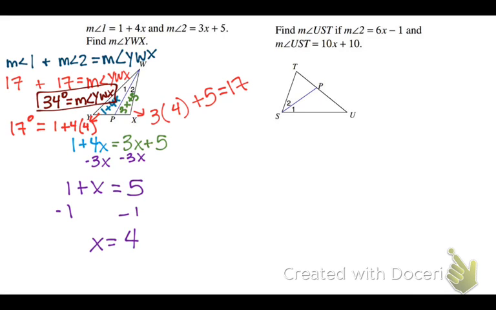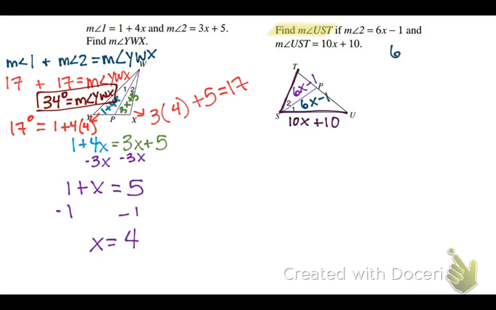The second problem, we have: find the measure of UST, so that's our goal. If the measure of angle 2 is 6x minus 1, and the measure of UST is 10x plus 10. We don't add them. Equal? Well, let's look. Before we set angle 1 equal to angle 2, what would angle 1 be equal to? 6x minus 1.